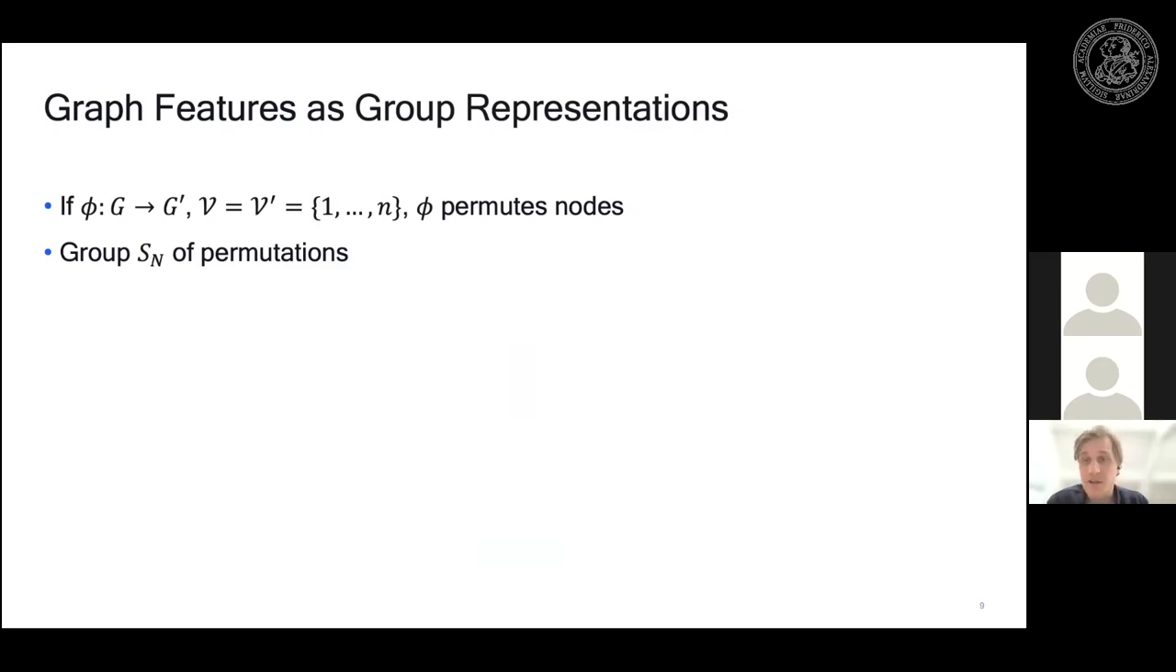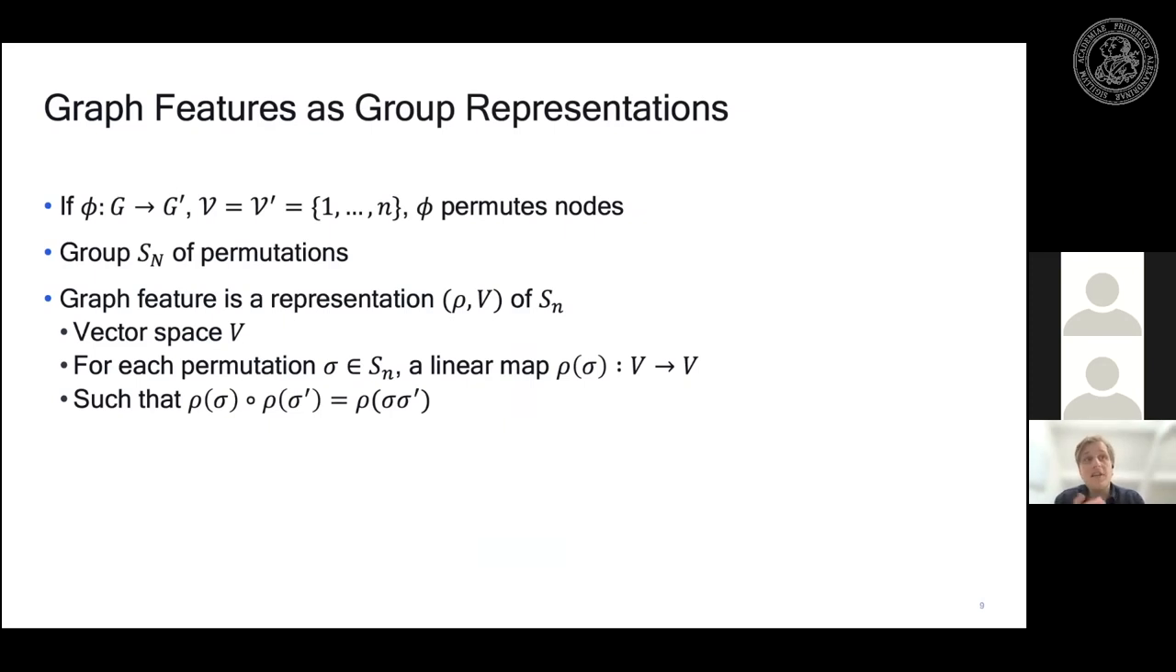The permutations of nodes form a group called the group S_n of permutations over n symbols. And now a general graph feature, in this way of looking at it, is a representation of the group S_n. The representation consists of a vector space V, and for each permutation, a linear map from the vector space to itself, such that a composition of permutations is reflected in composition of the linear maps. But this is a general group representation. And for the specific case of these permutations, we can use representations of this group as features for a graph neural network.